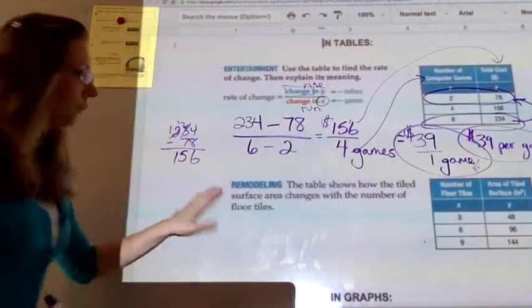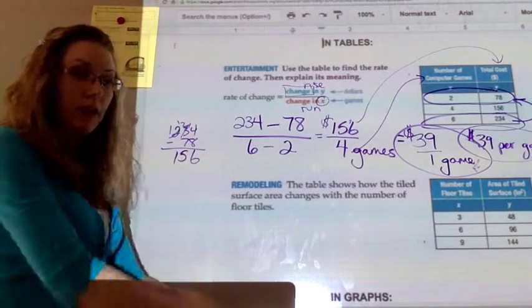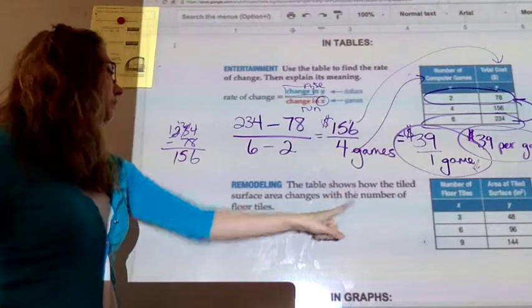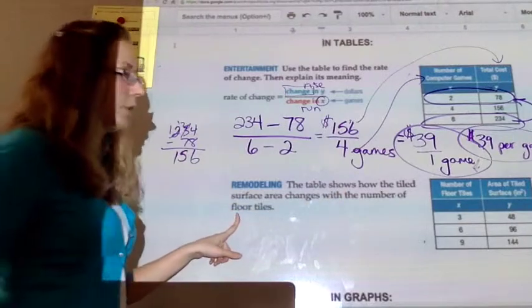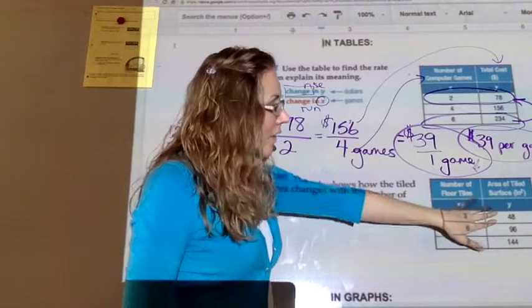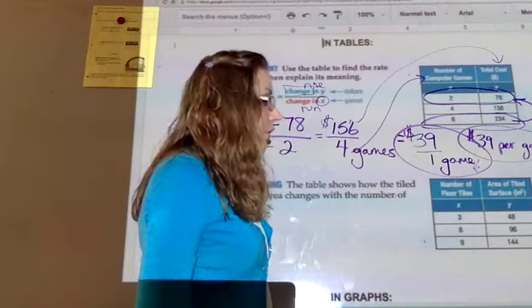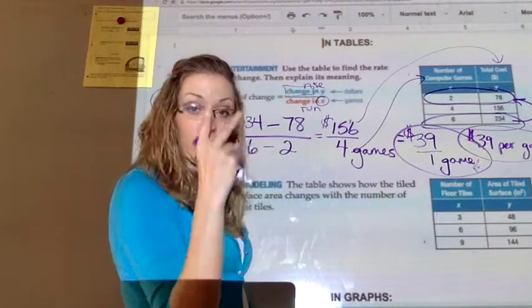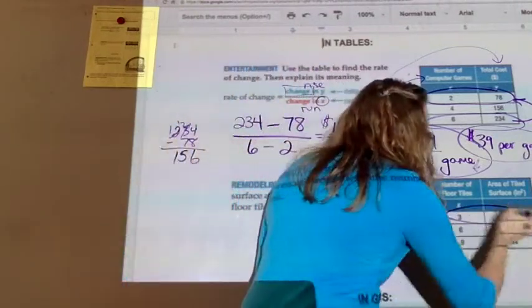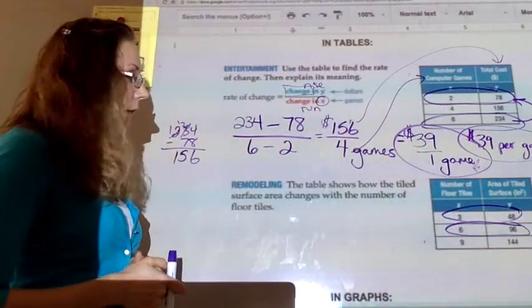Let's do another one, okay? This table shows how a tiled surface area, the area that tiles cover, changes with the number of floor tiles that you lay down. So here's our floor tiles, that's our x, our independent variable, and then the area, which is dependent on that, our y, is here. So I'm going to pick 2 values. I'm going to choose my first. This time I'll choose the second one. It doesn't matter which one I choose, okay?